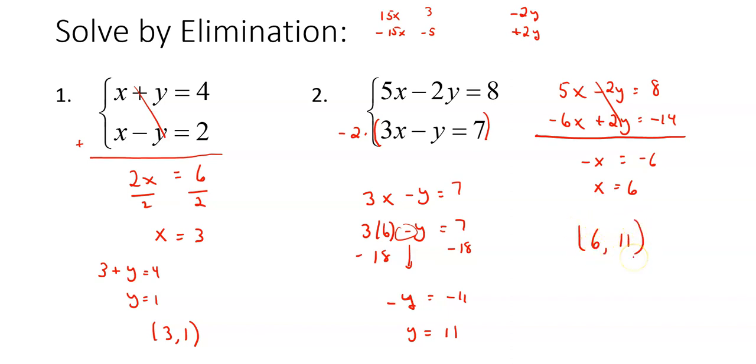Try it in the first row. I get 30 minus 22. Yes, that's 8. On the bottom row, 18 minus 11 is 7. So there's my answer. You can always go back and put these into both equations. If they work in both equations, then that's the solution.